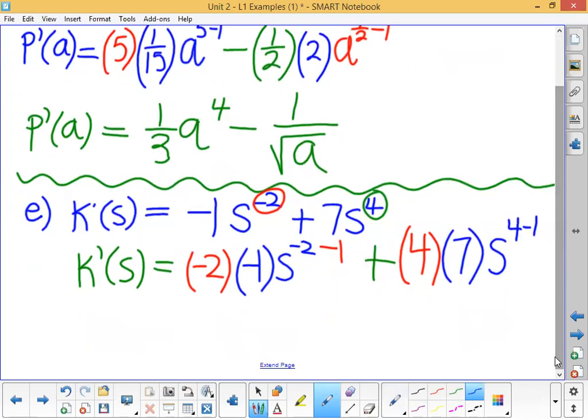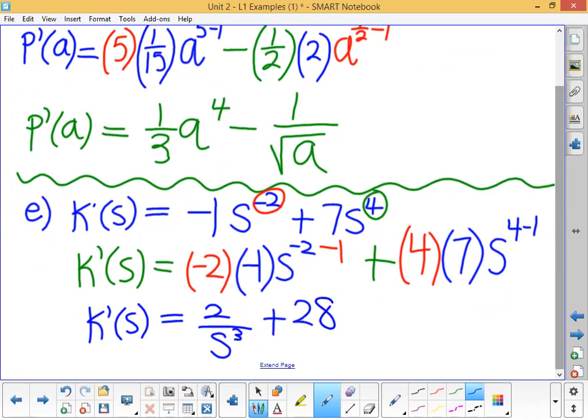And that gives me k prime of s is equal to +2 over, because s to the power of -3 would become over s to the power of +3, plus 28 s to the power of 3.